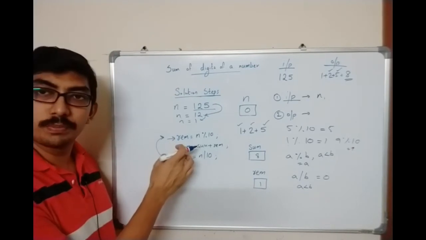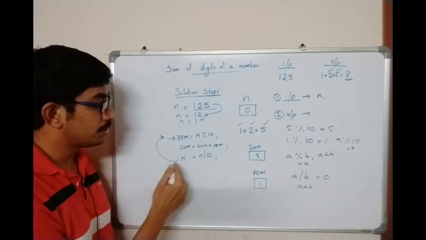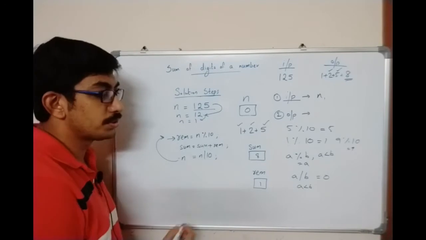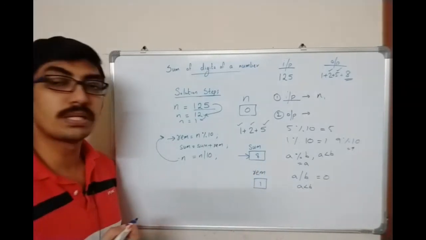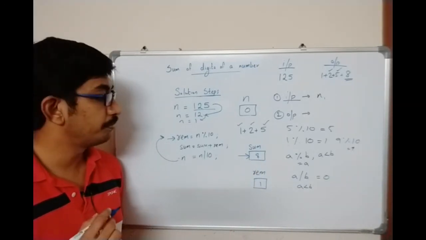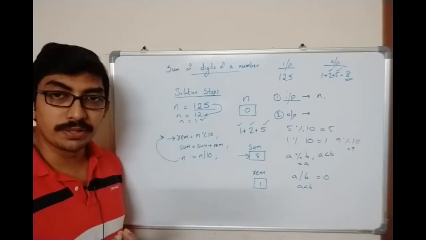Do I have to do this operation again? No, we don't have to do that. So this is the place where we are going to stop the operation, and your result will be in variable sum. Okay. So what all can I infer from here?